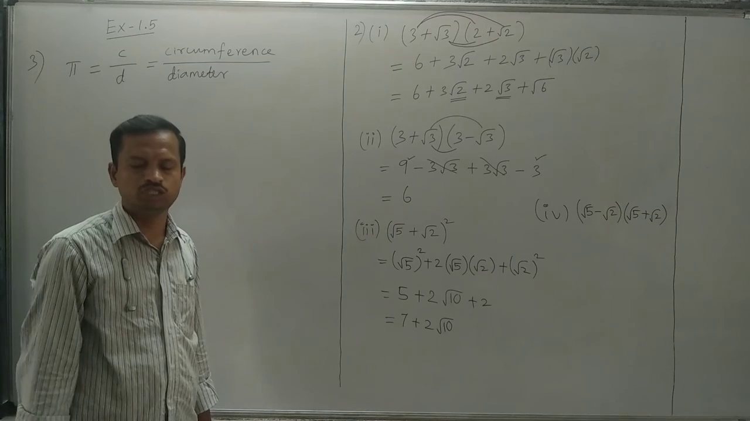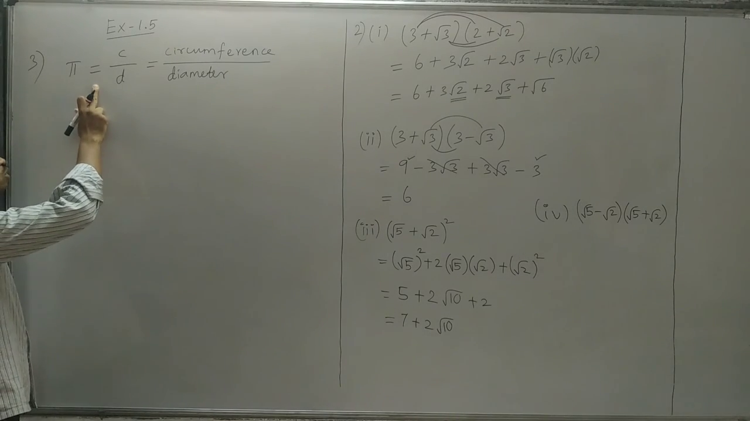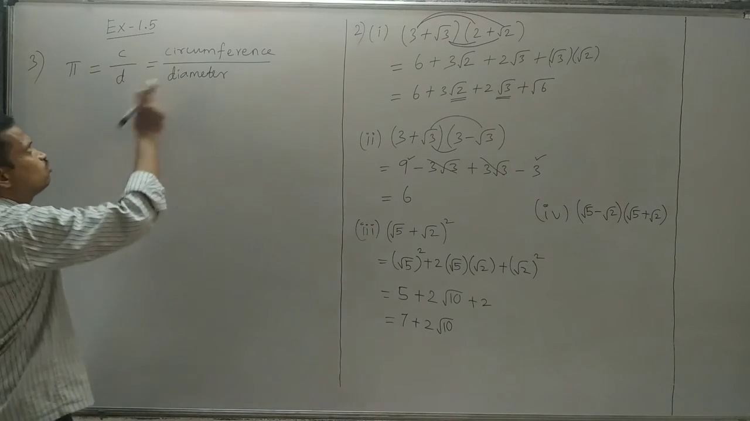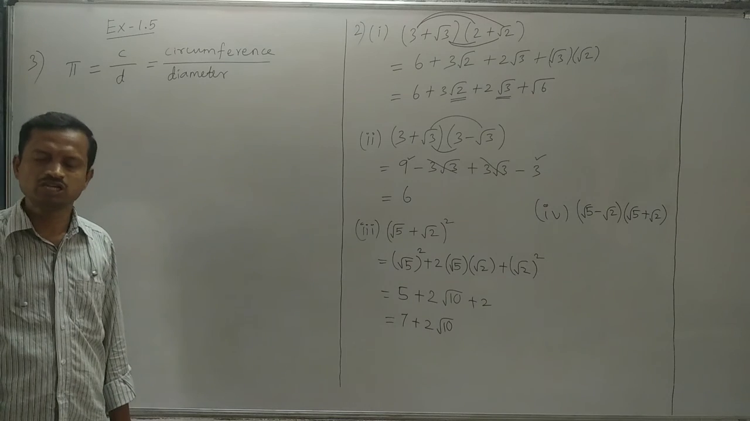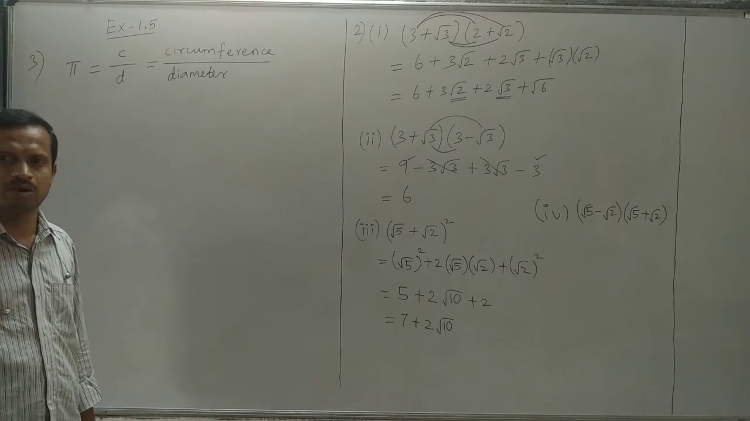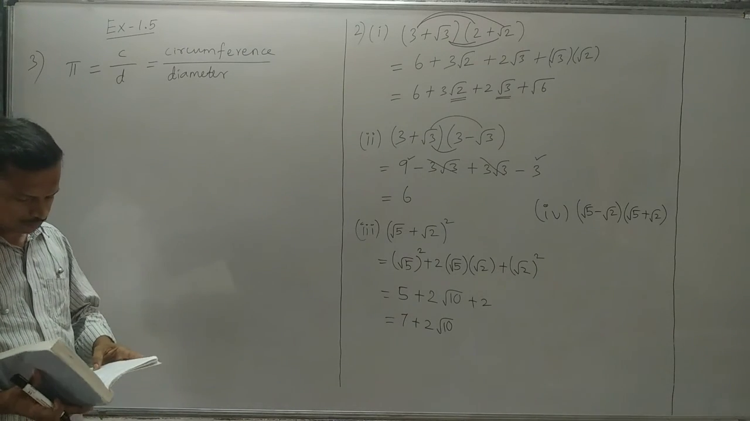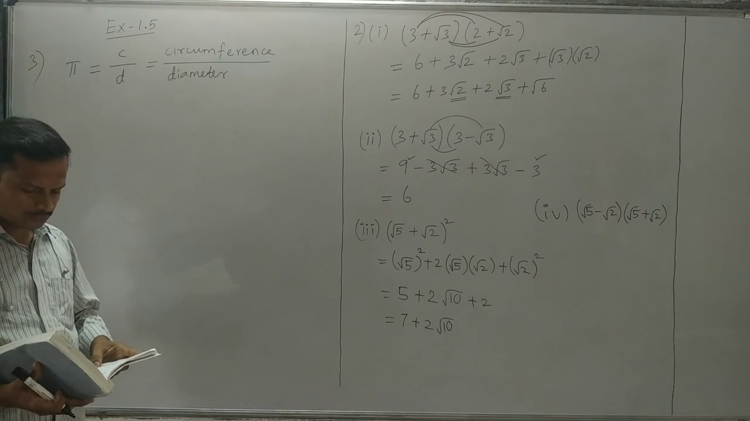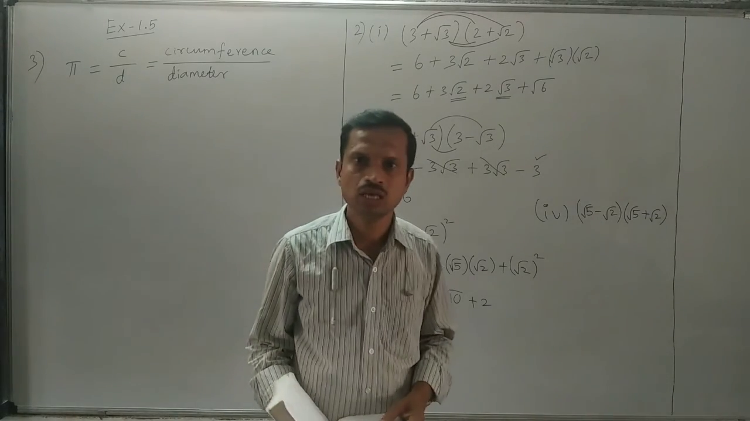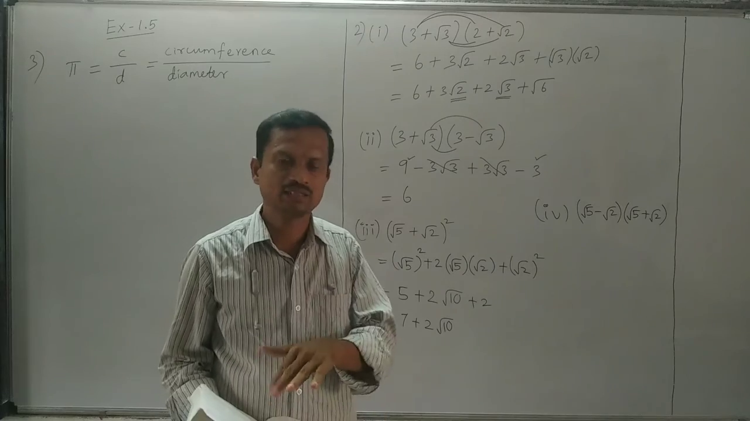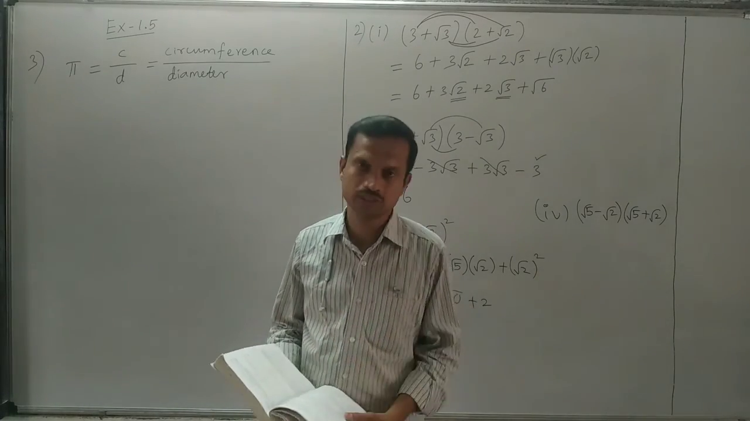And now coming to question number 3. Pi equal to c by d, where c is circumference, d is diameter. And we also know that pi is nothing but the ratio of circumference to diameter of any circle. And they are asking, this seems to contradict the fact that pi is irrational. We have to resolve this contradiction.